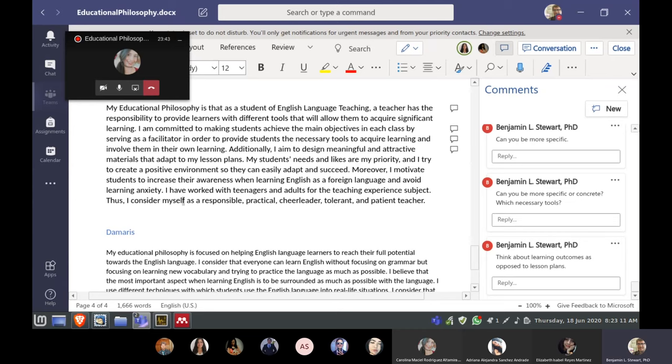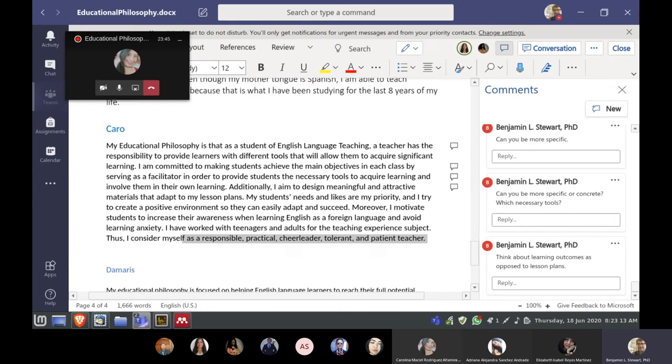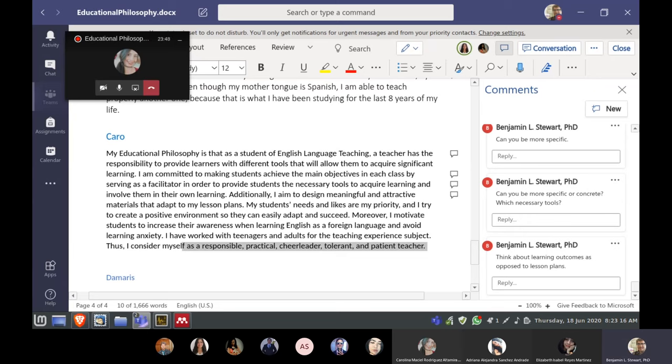Yeah, so these characteristics are really good characteristics. If you can show instead of tell, think of it like you're showing. You're showing someone how you're a patient teacher. You're showing others, through examples, how you're tolerant, how you're a cheerleader for their success, how you're practical. Show them all of the text that you have here. Show these things. Show them how you're responsible.